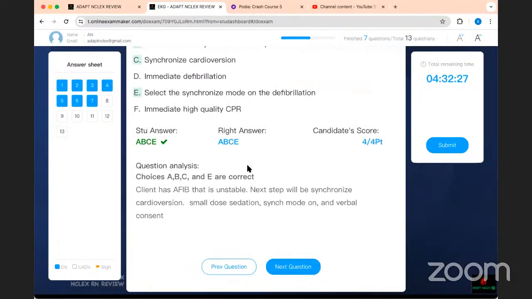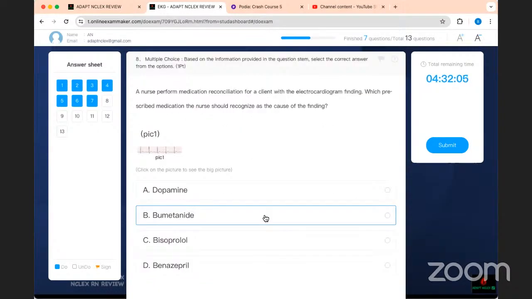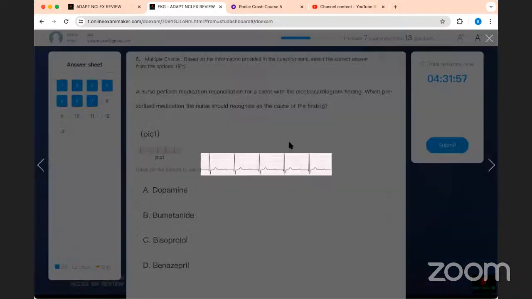So ABC, each prescribed medication, the nurse should recognize as the cause of it. So the nurse performs medication reconciliation, and she finds this. What do you think? What do you see?